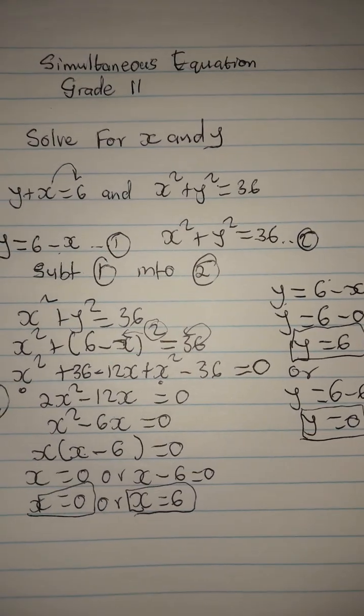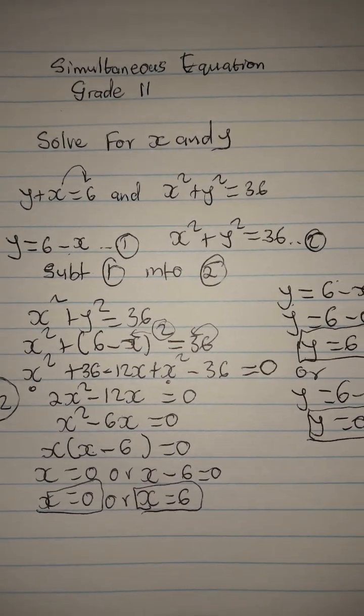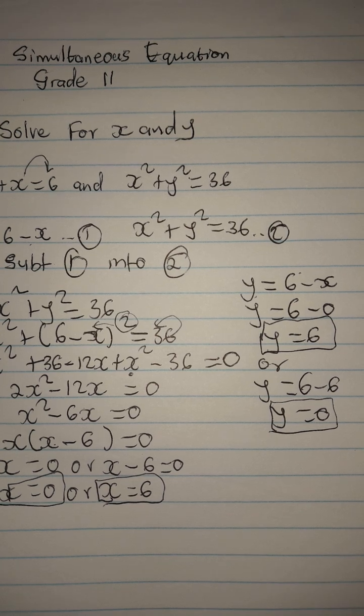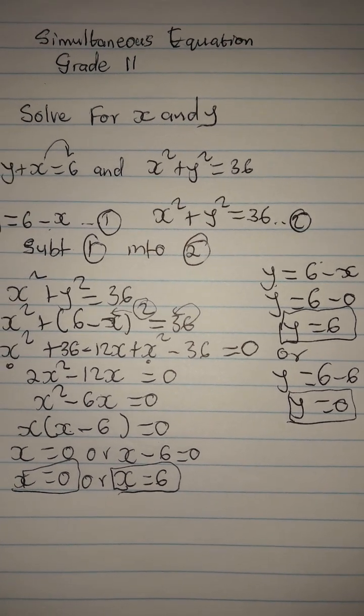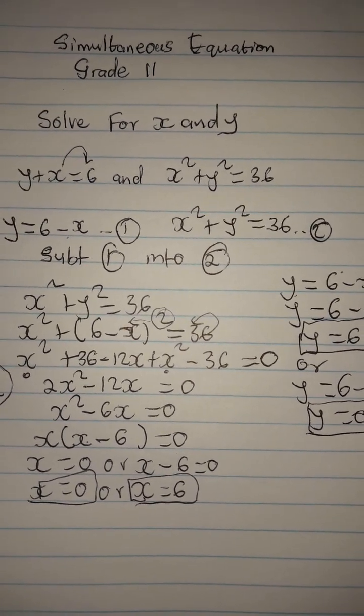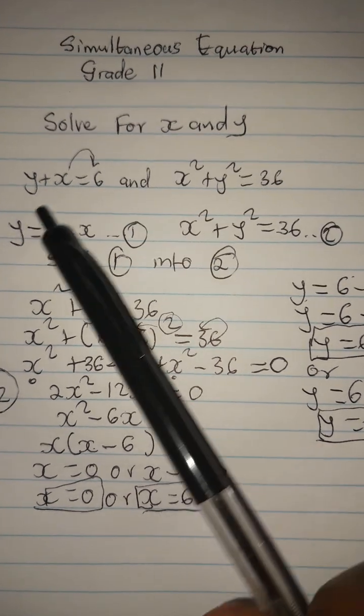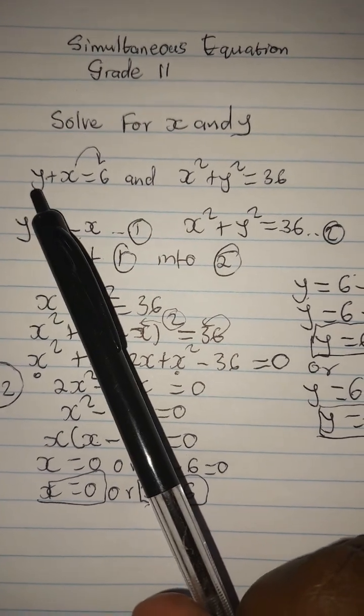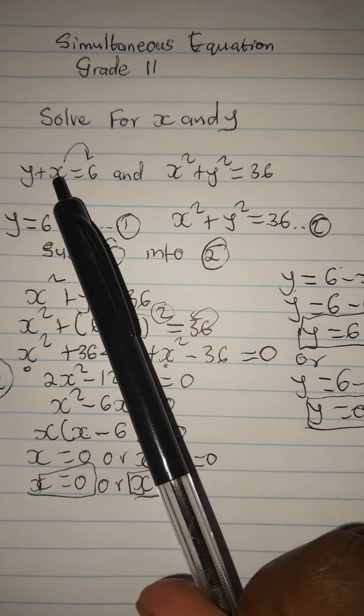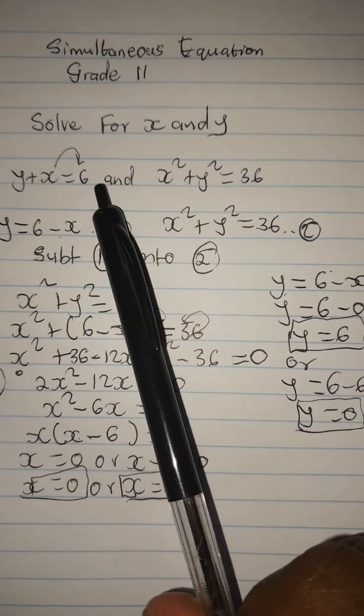So we have our x values as x equals 0 and x equals 6, and y equals 6 and y equals 0. You can go back and substitute here. If you substitute, where there is y you replace it by 6, and where there is x you replace it by 0, you are going to get 6.